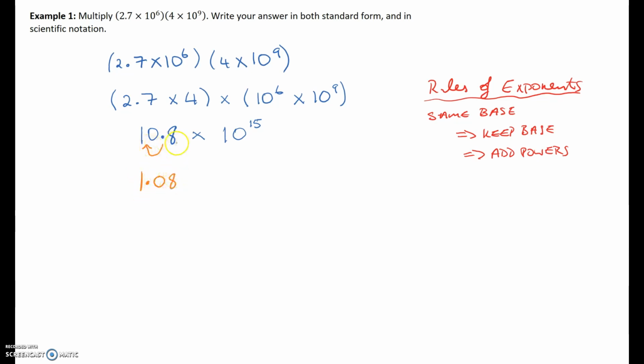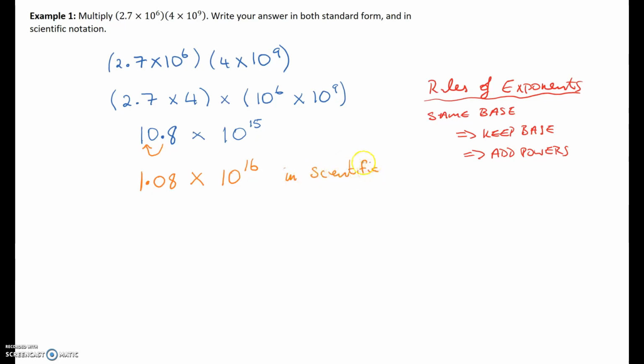We had 10.8. We made it smaller because we moved the decimal point forward, and now we made it 1.08. Well, if we make this number smaller, going from 10.8 to 1.08, then to balance it out, we have to make this one bigger. That's the simplest way to think about it. So to keep the balance, if we make the first one smaller, we have to make this one bigger. So 1.08 by 10 to the power of 16, that's in scientific notation.